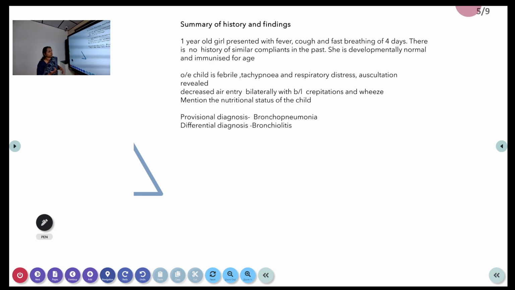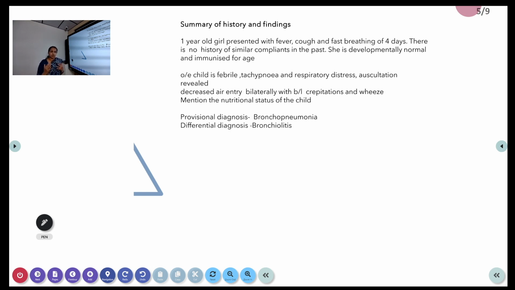Suppose we have a 1-year-old girl child who presented with fever, cough and fast breathing of maybe 4 days. So, short duration of symptoms. Four days means it's likely to be an acute infection, maybe viral or bacterial. So how do you differentiate viral and bacterial pneumonia?